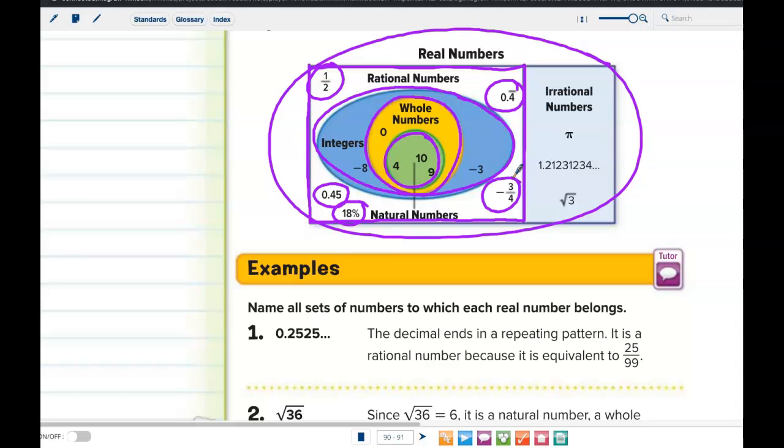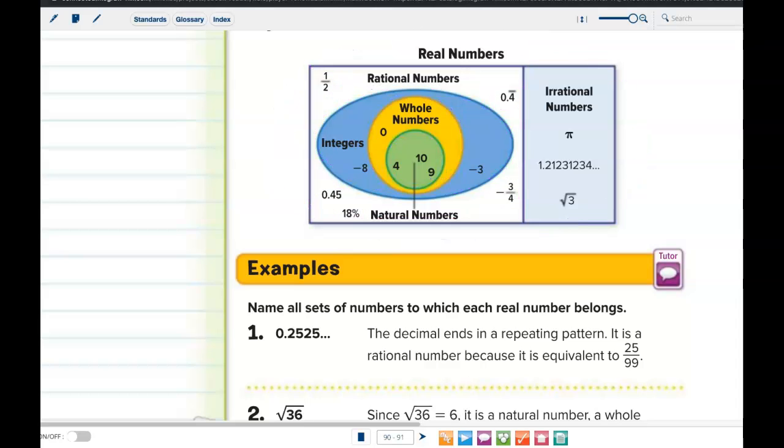Our irrational numbers are going to be our numbers over here that cannot be written as a fraction. So we cannot write pi as a fraction because it never ends and it never repeats itself, as well as this decimal and the square root of 3.